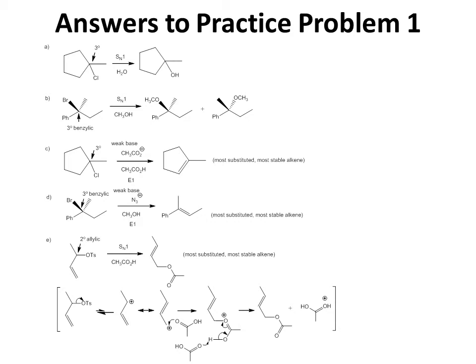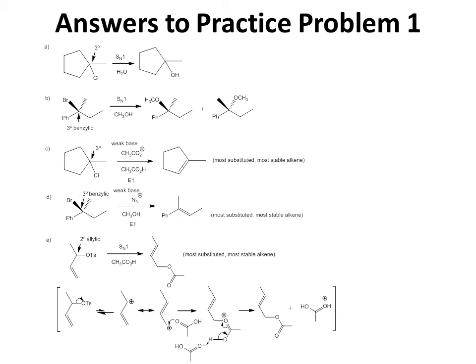In part C, we have the same tertiary alkyl chloride we had in part A, but now acetic acid is our protic-polar solvent and acetate anion is a weak base. This is going to lead mostly to E1. So now we have two possibilities.